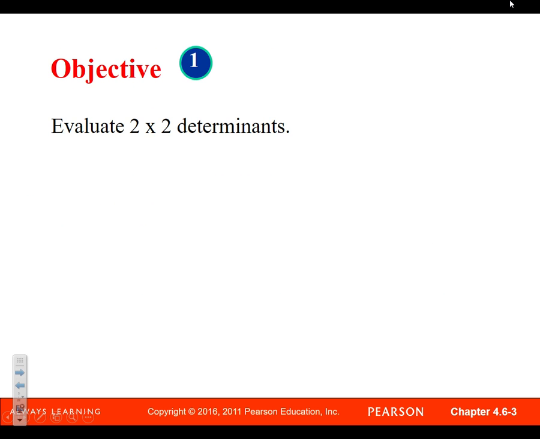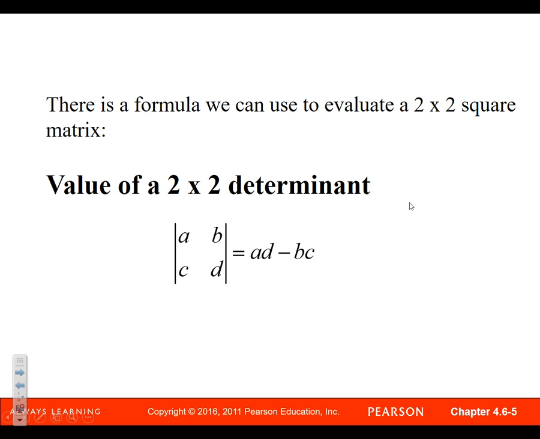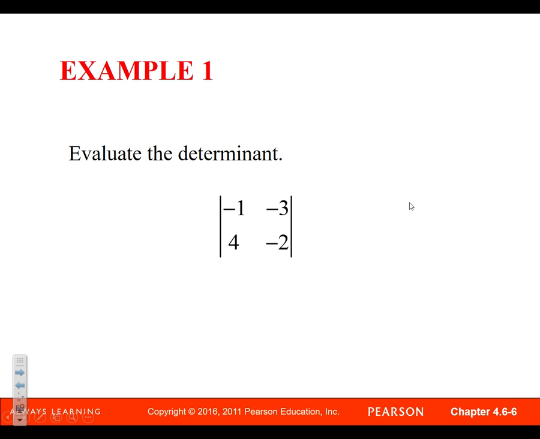Okay, here we go. Evaluate determinants. I think I already told you how to evaluate determinants. Here's what you're going to do. You're going to take this diagonal, multiply those two, and subtract from that the product of the other two diagonals. So you're just doing like an X. It's simply that simple. But it goes like this.